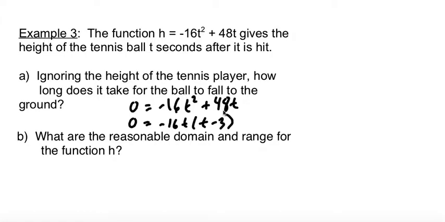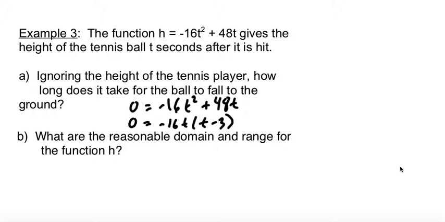So we are working here on example 3. The function h equals negative 16t squared plus 48t gives the height of the tennis ball t seconds after it is hit. Ignoring the height of the tennis player, how long does it take for the ball to fall to the ground? So we went ahead and substituted 0 in for h, because when it hits the ground, the ball is going to have a height of 0.